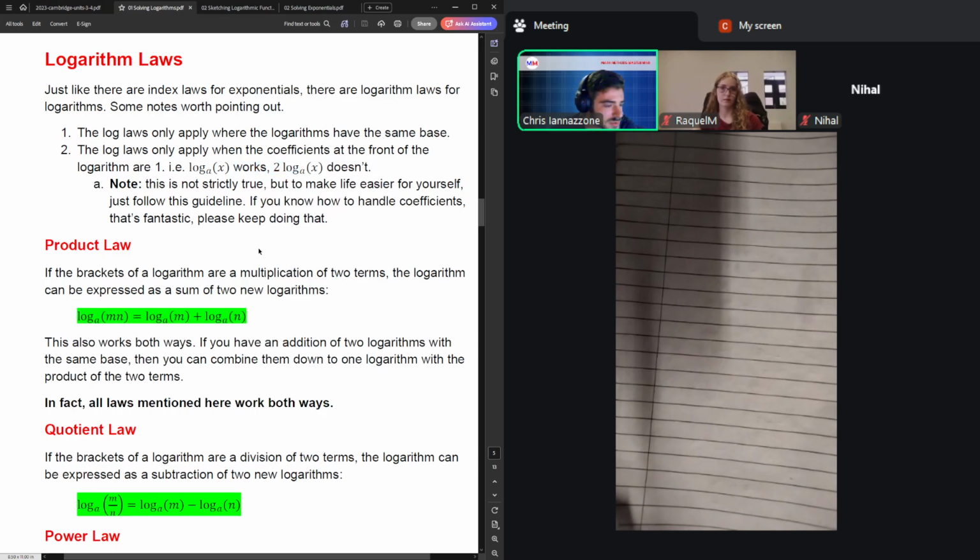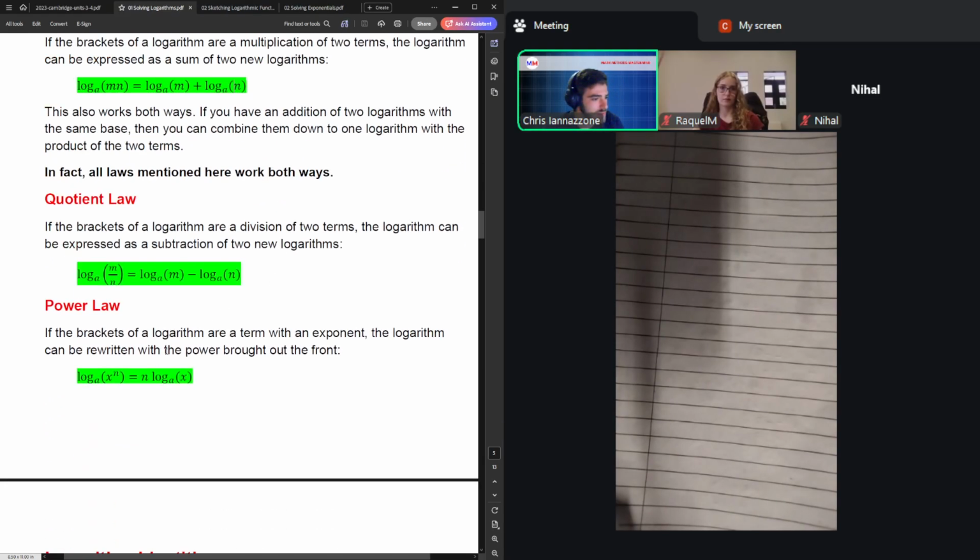So best off just try to rewrite it in a way where you don't have those coefficients. And as a bit of a sneak peek, you can do that with this law, but we'll get to that in a bit.